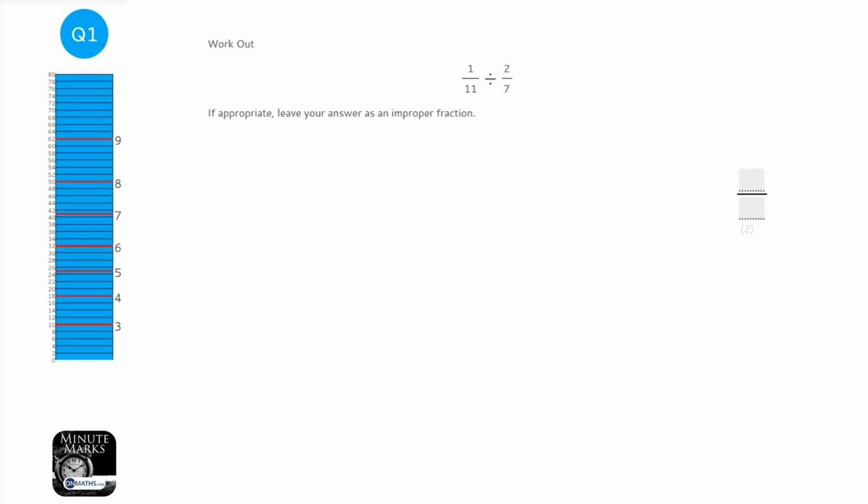The rule to remember when you're dividing fractions is KFC. Keep the first fraction the same, flip the second fraction, and change the divide to a times. So I'm going to rewrite that. I'm going to keep the first fraction, I'm going to flip the second fraction, and I'm going to change the divide to a times.